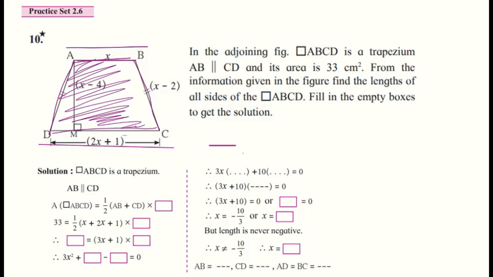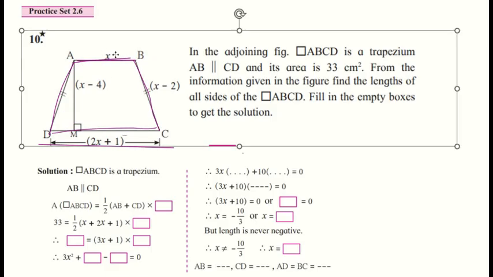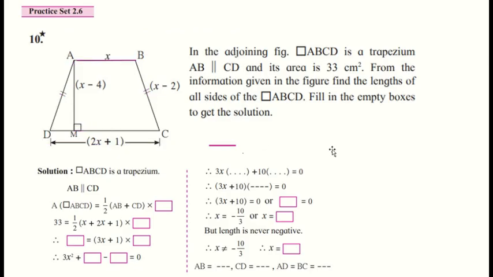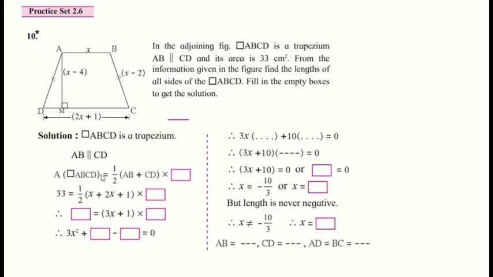So there is a solution already given, but there are some steps missing in the solution. So I am going to explain and solve this further to make it easier for you. And then we will come and fill in the blanks here. Or else let me explain this solution which is already given here. So in the solution it is given that quadrilateral ABCD is a trapezium and AB is parallel to CD. So the area of quadrilateral ABCD is equal to half into AB plus CD into what?